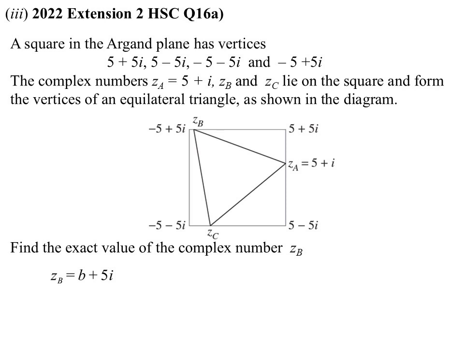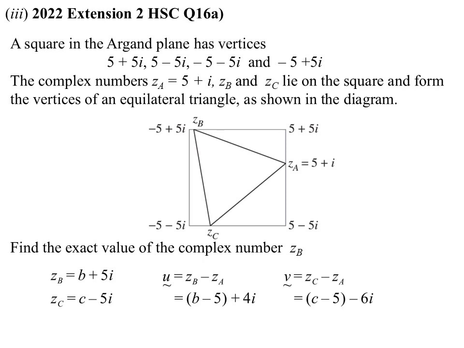I don't know the real part, so I'll just call it b. And similarly with C. It's on the horizontal line where the imaginary part is minus 5i. So I can give that coordinates as well. Let's name some of these vectors. BA, the one joining B and A, I'm just calling it the vector u. That would be head minus tail, b minus 5 plus 4i. And I'll also join up C and A. There's my expression there, c minus 5 minus 6i.